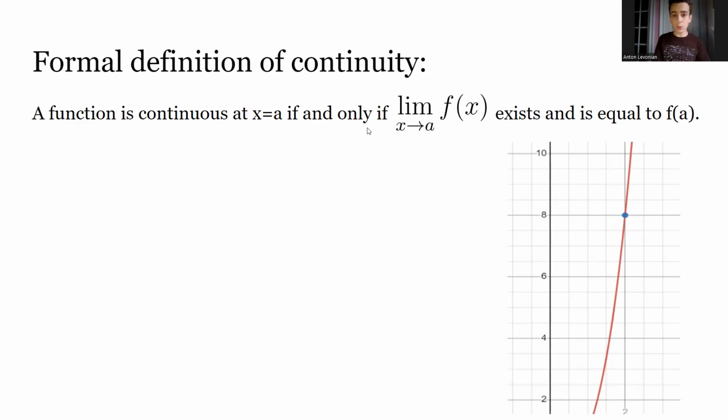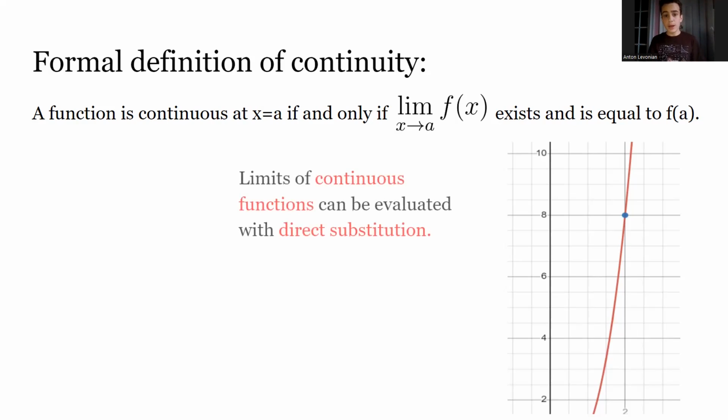And this if and only if here means that a function is continuous if this limit definition is true. And we also know that if this limit definition is true, then the function is continuous. So it's kind of like a two-way relationship between the function being continuous and this limit definition. And so notice that this also explains why a lot of the functions that we talked about when we were talking about limits could be evaluated with direct substitution.